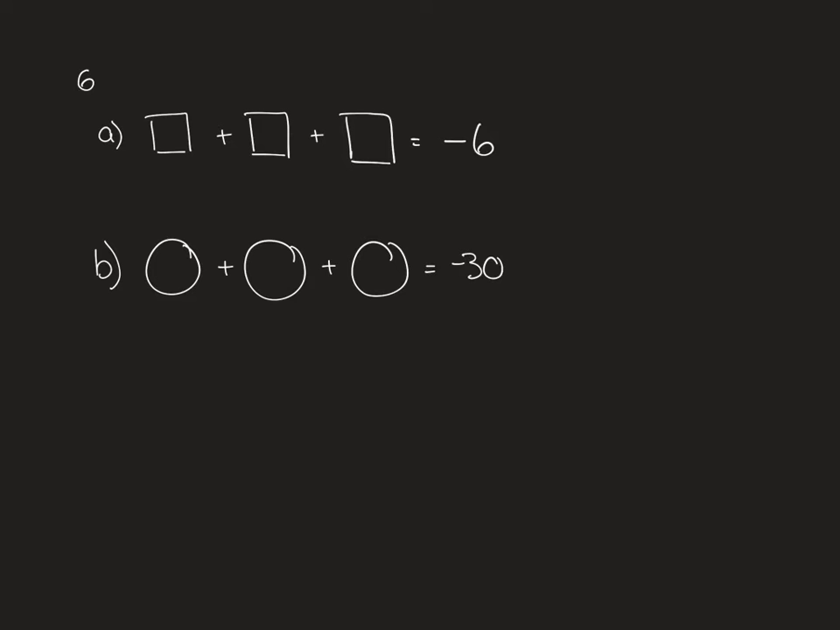Question 6 is kind of an algebra question, but they're using shapes to show you. So when they use the same shape, it means they want you to put the same integer in 3 times. So what one number could you add 3 times to get negative 6? Or what one number, so this is going to be different from the one that goes in the square, what one number could you add 3 times in order to get negative 30?